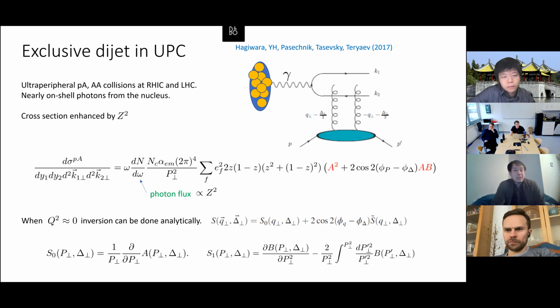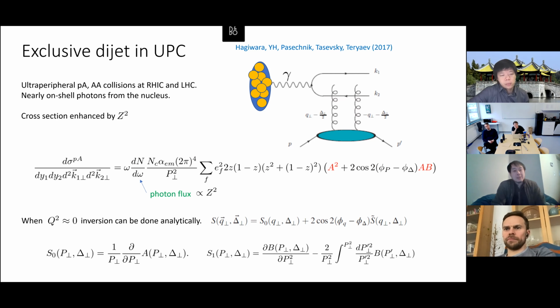Now, one can also do the same thing, not in DIS, but in heavy ion collisions or pA and AA collisions, if you consider the so-called ultra-peripheral collision. This is a process where a heavy nucleus, like in RHIC, acts as a source of on-shell photons, the Weizsäcker-Williams photons. So there's a real photon, instead of a virtual photon as in DIS, coming into the proton, and the final state consists again of two jets in the forward direction.